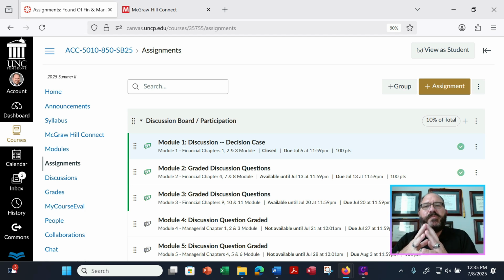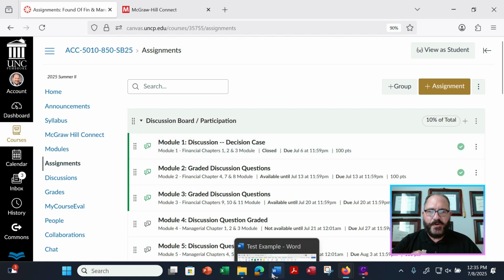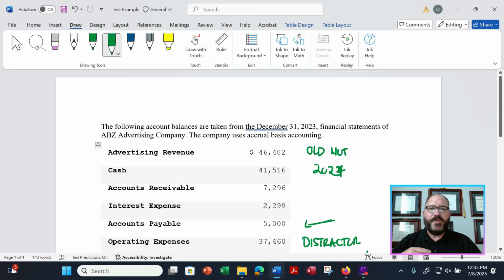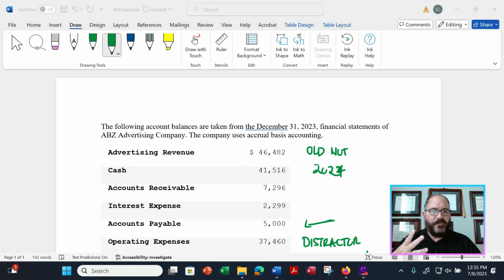Now I want to show you a little bit about taking tests. The first thing, let me show you something here. I got a sheet of paper here. All right, so this, by the way, is a question that actually came from one of the pre-tests. Okay. So let's take a look at the question. It says the following account balances are taken as of December 31st, 2023, from the financial statements of this company. The company uses the accrual basis of accounting.